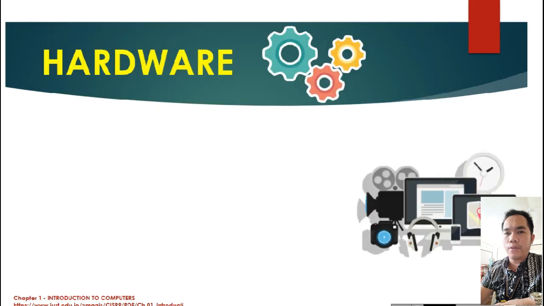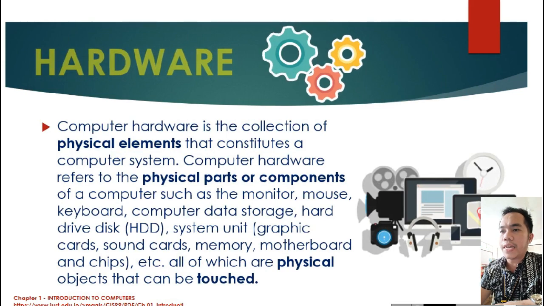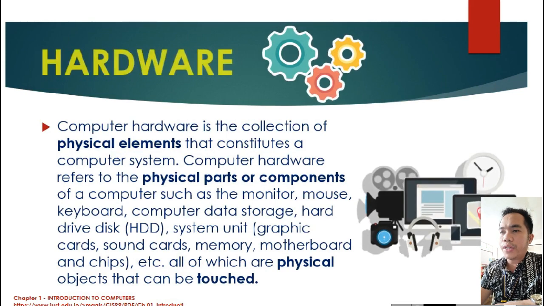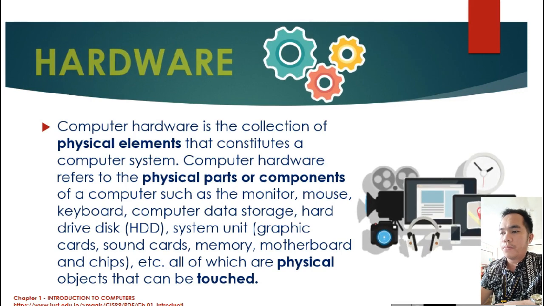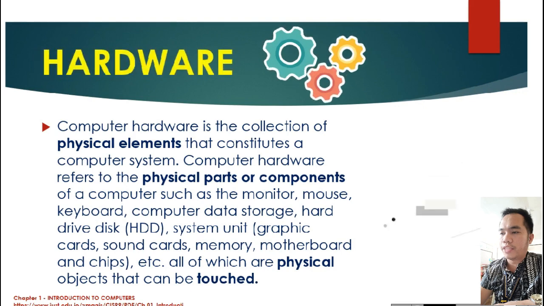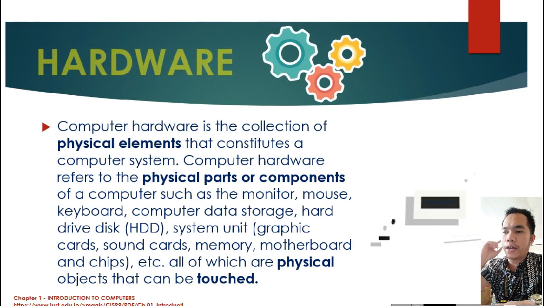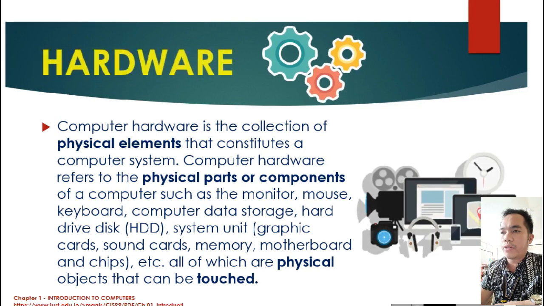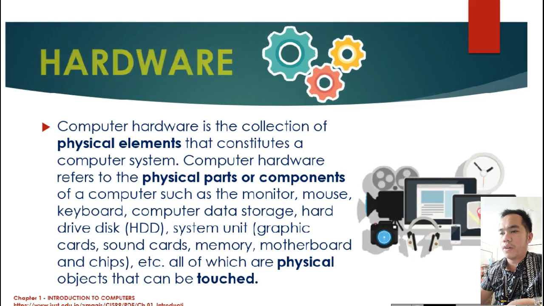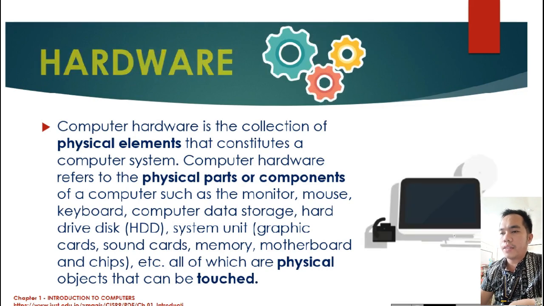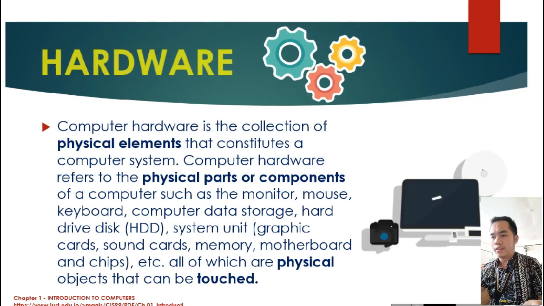Next is number 1, hardware. When we say hardware, it is a computer hardware that is a collection of physical elements. Computer hardware, physical parts of the computer, physically touch, tangible. So, when we say tangible, nahahawakan. So, lahat ng nahahawakan natin sa computer components, those are the computer hardwares. So, from the word hard, matigas, yun yung mga computer hardware. Sample for that is keyboard, mouse, storage devices, and hard disk drives.